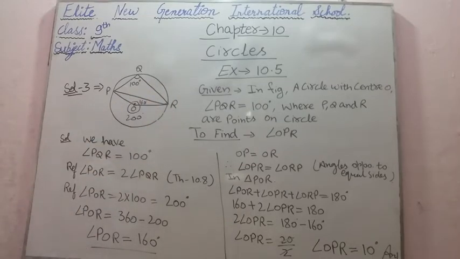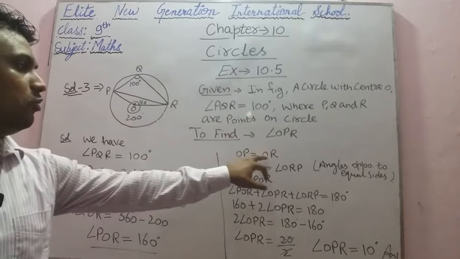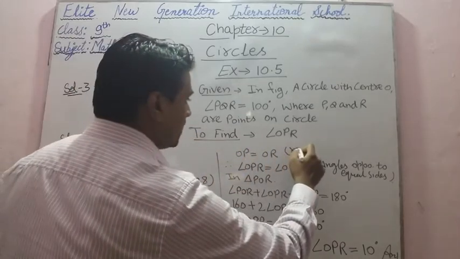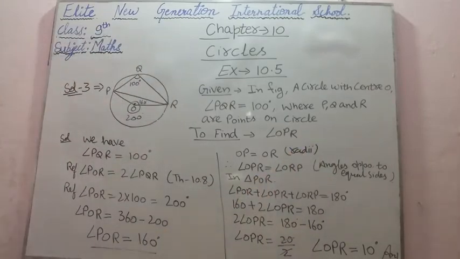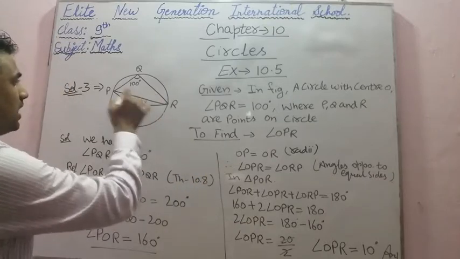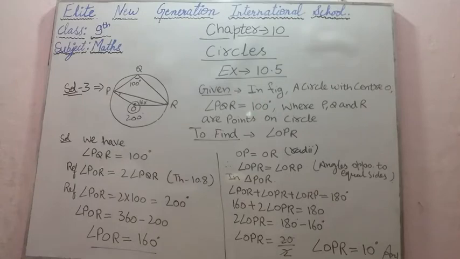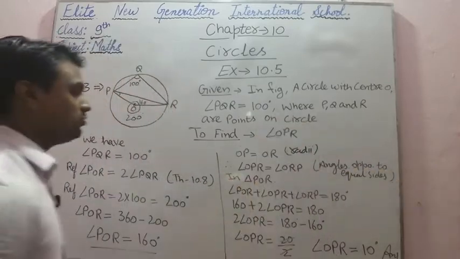160 degree. Now after this, in this figure we can say that OR and OP are equal. OP and OR are equal because they are radii of the same circle. So if these sides are equal, then we can say that angle OPR will be equal to angle ORP. So these two angles are equal. Why? Because angles opposite to equal sides are also equal.